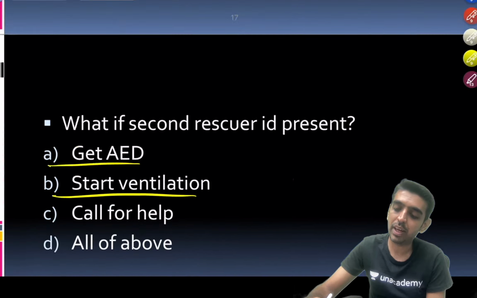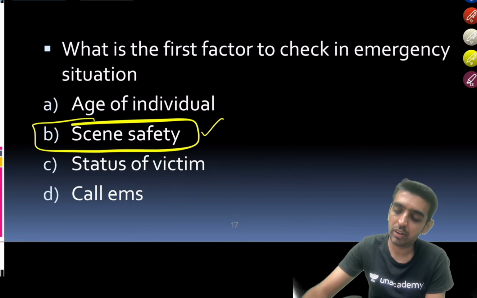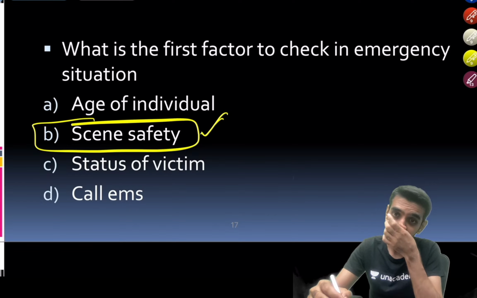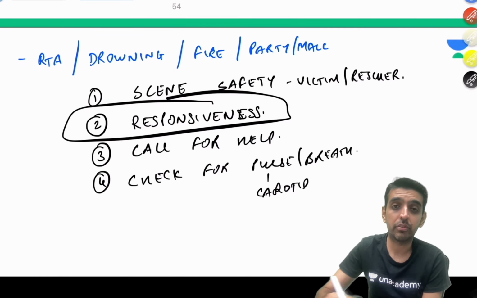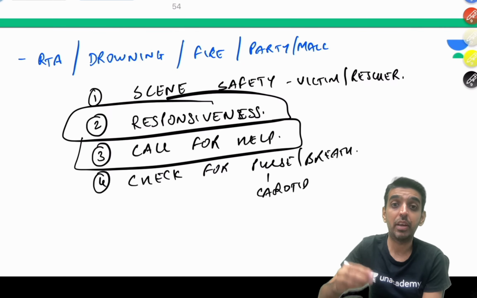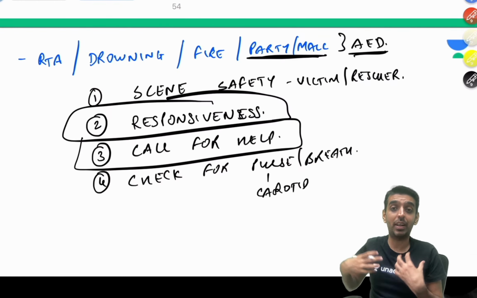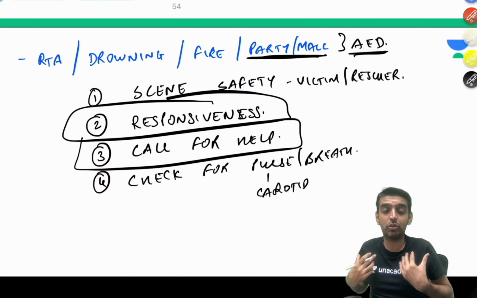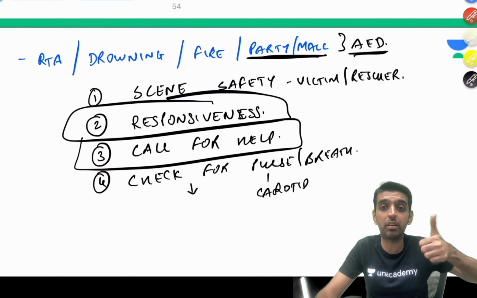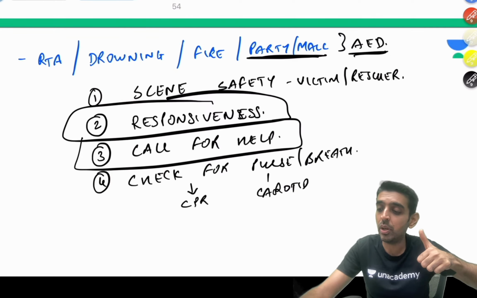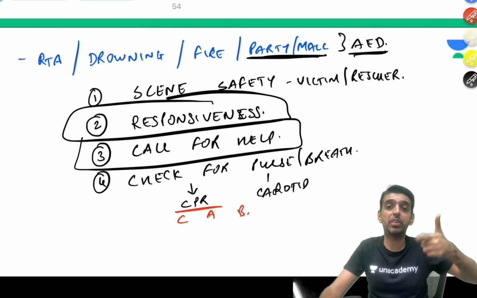So what is the first factor to be checked in any emergency situation? It is scene safety. All of you have given the correct answer for this. Now, what are the things that are supposed to be done? Check for responsiveness, call for help. If it is in the mall or at the party, you will get an automated external defibrillator, whose pads are to be attached on the chest of the patient so that the current is delivered. And if the patient has no pulse, no breath, we are going to start with CPR. What is the sequence of CPR? CAB: chest compressions, airway and breathing.